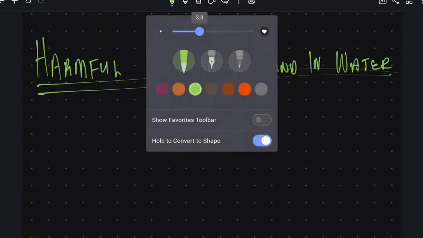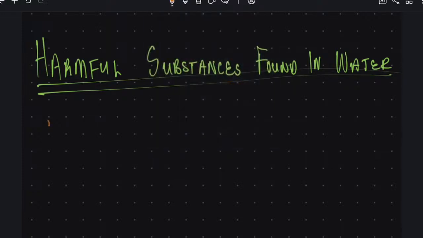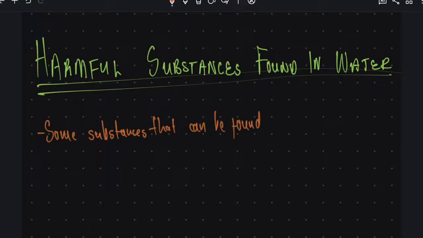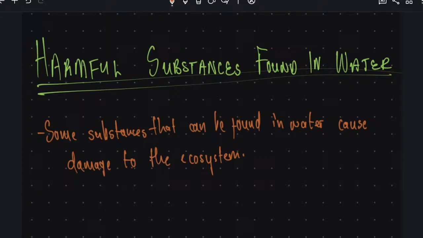What did you say? Some substances that can be found in water for one reason or another, but they will be in water, cause damage to the ecosystem. Some substances that can be found in water cause damage to the ecosystem.